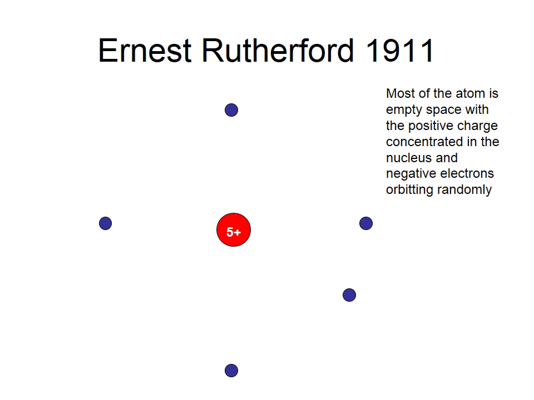So the model he proposed for the atom said that most of the atom was empty space, and that there was a nucleus in the centre of the atom, and this contained a positive charge. The electrons orbited randomly around the nucleus.